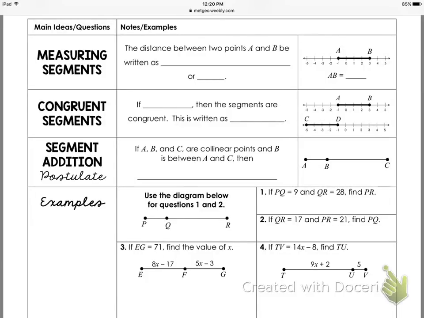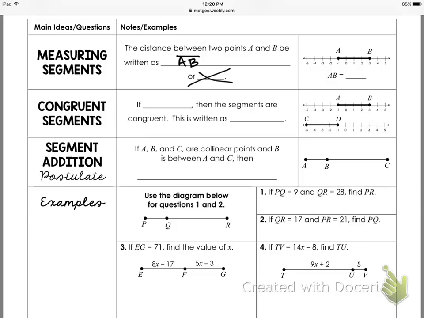All right, so in our second lesson, we're going to be looking at measuring of segments. And all a segment is, is pretty much the same thing as a line, except it doesn't go on forever. Like a line goes on forever in all directions, a segment just stops. So we say that the distance between 2 points A and B is going to be written as, let's just say AB. So that's the distance that we have.